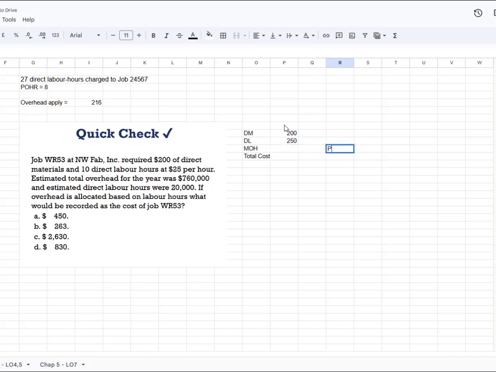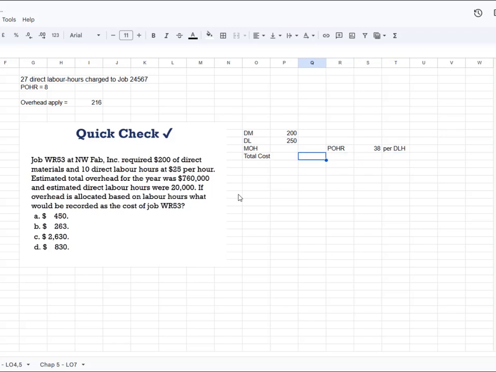Okay, manufacturing overhead. All right. Sounds like I might have to find out my predetermined overhead rate. And so that would be my total costs divided by the estimate of hours. So they estimated total overhead for the year to be $760,000 divided by the total direct labor hours anticipated for the year, 20,000. So then I have a predetermined overhead rate of $38 per direct labor hour.